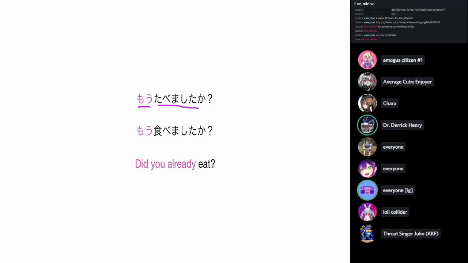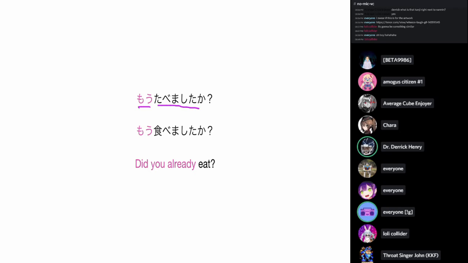Mo tabemashita ka? So we talked about tabemashita is ate, ka question. So mo tabemashita ka? Did you already eat? That's probably the number 1 thing that your mother would ask you if you were Japanese. So this is one way you could use mo tabemashita. You could also respond with mo tabemashita, I already ate. So somebody says, for example, ishoni tabemasen ka? You say, mo tabemashita. And then because we were already talking about using mo in this way, I thought I'll include this example.